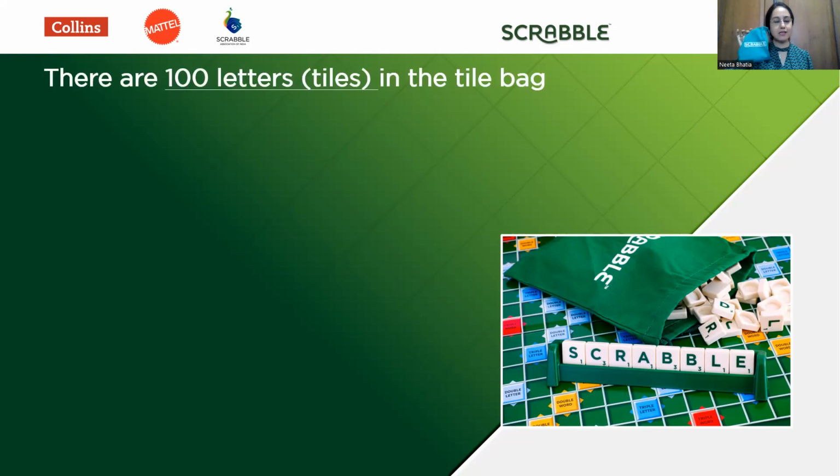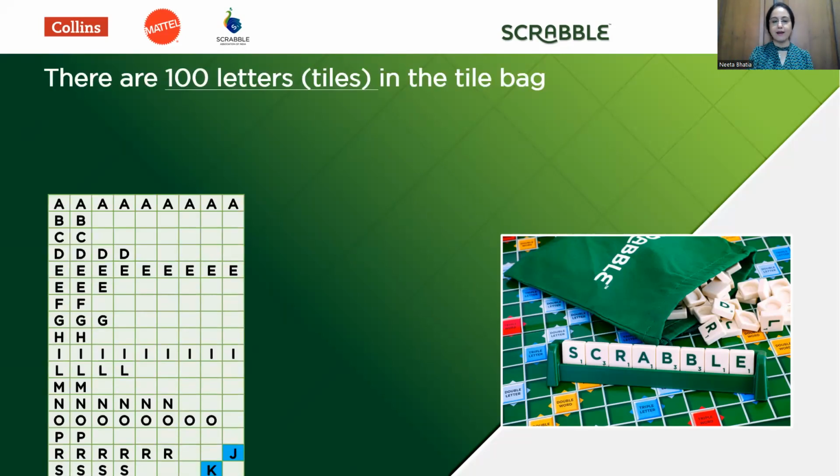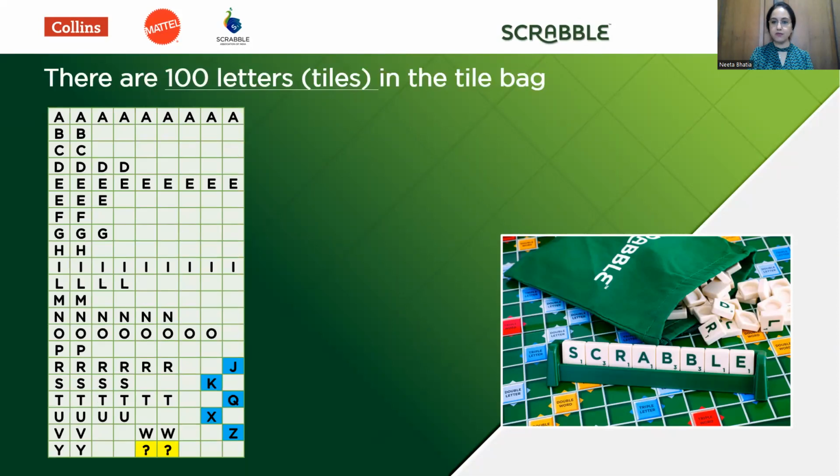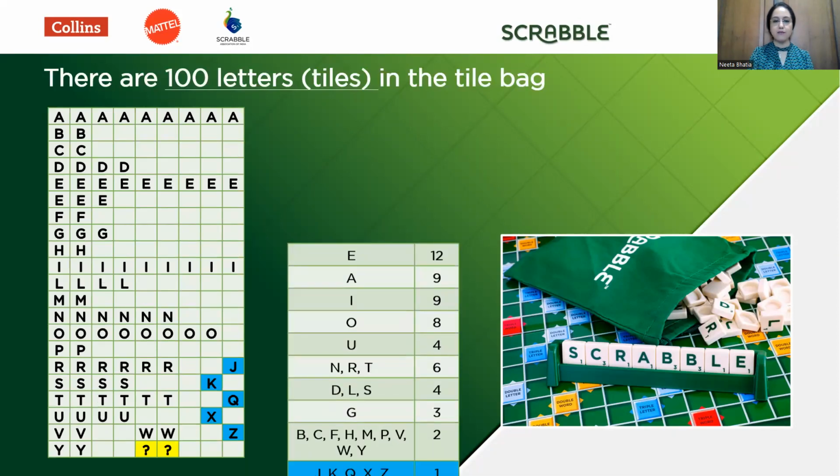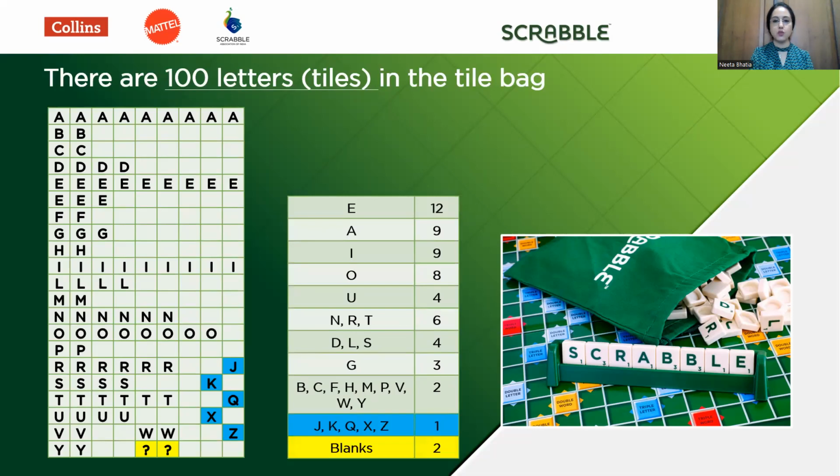There are 100 tiles in this tile bag, and these are all the alphabets you find here. When you break them down, we see that there are 12 E's in the tile bag, 9 A's, 9 I's, 8 O's, and 4 U's. Then we have consonants like N, R, and T, and there are 6 each of those. Consonants D, L, and S are 4 each. We have a whole set of consonants here like B, C, W, Y, P, H. There are 2 each of them in the tile bag.